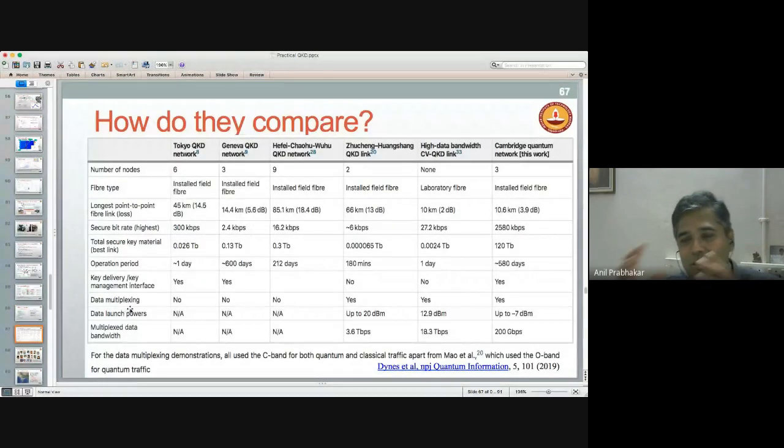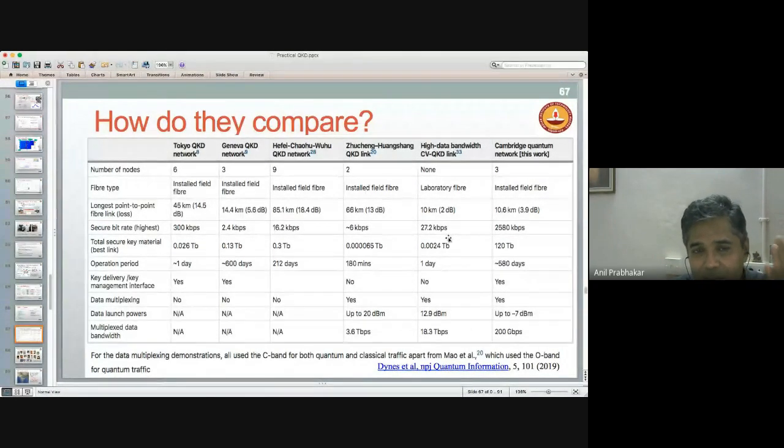This one. When you're looking at quantum communications, and this again goes back to that paper from Cambridge, 2019, you start seeing all these things in the literature, and you have to start asking yourselves, how do I compare them? You'll notice out here different comparisons. There's Tokyo, Geneva, Hefei, Zhongsheng, and then there's laboratory work, and there's Cambridge. You'll notice that people are doing different things. Some of them are using installed fiber, some are using laboratory fiber, some have more nodes, less nodes. The key rates are different.